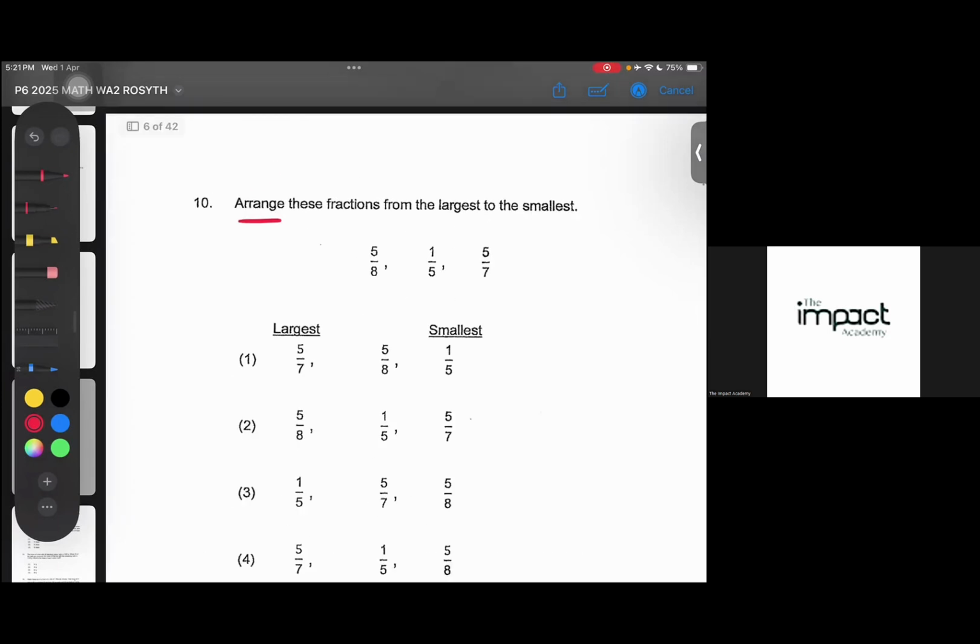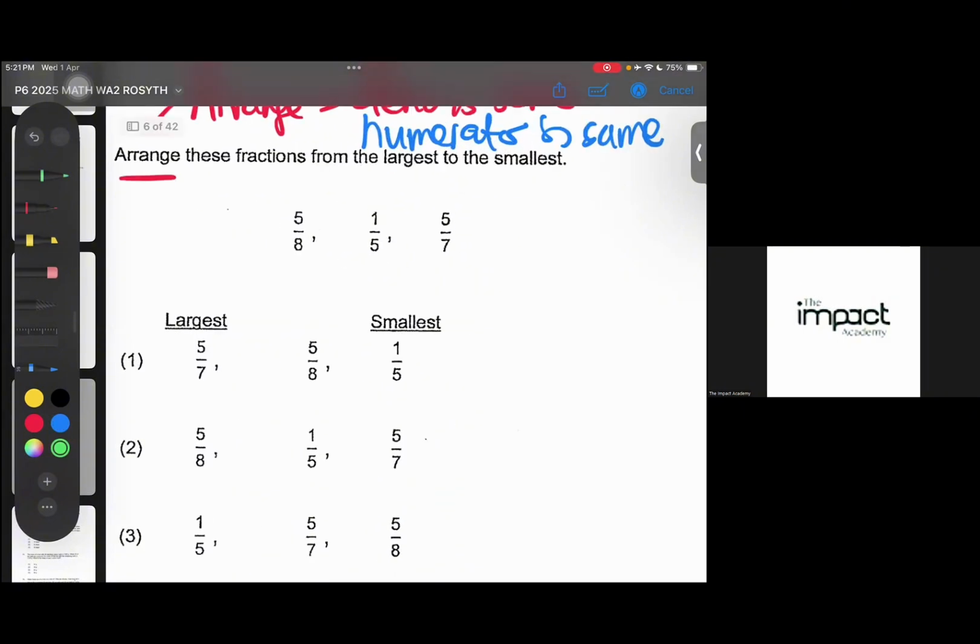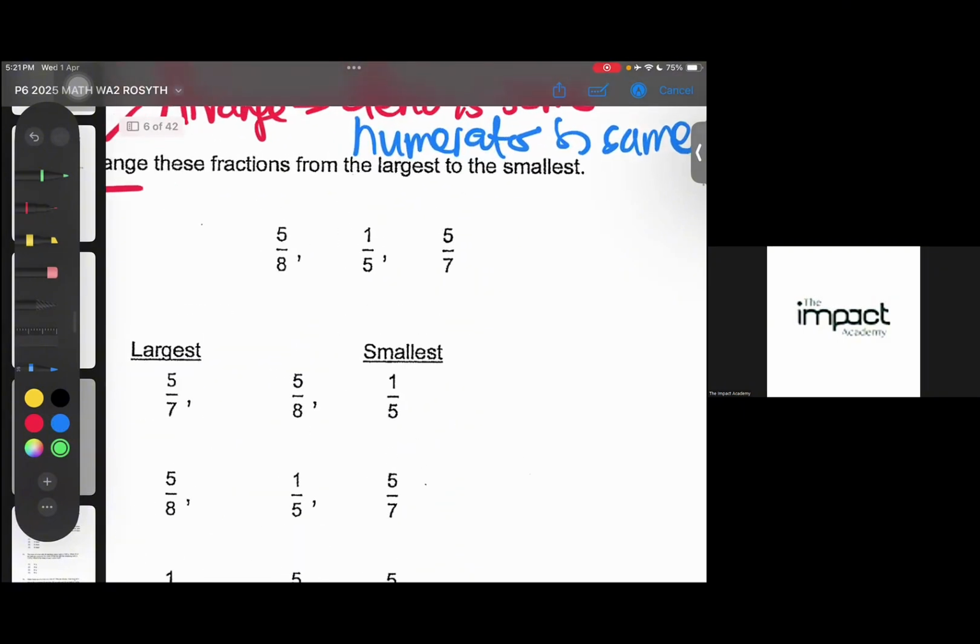When it comes to arranging, of course you have to make sure that the denominator is made the what? Either denominator is the same, or numerator is the same. Either or. I would see which one is smaller, and do the opposite. Absolutely.